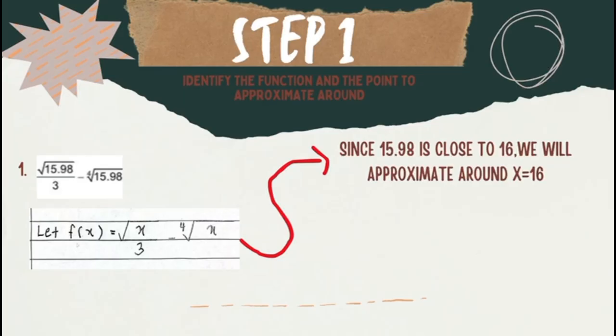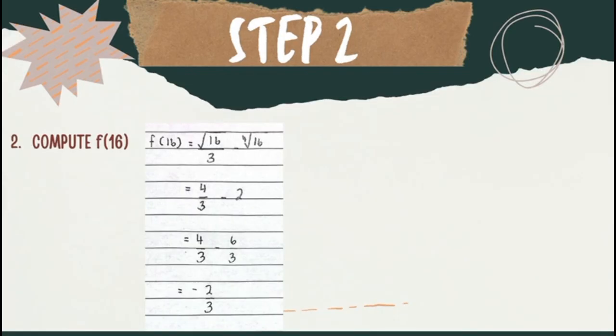Step 1. We rewrite the expression as a function, the square root of x divided by 3 minus the fourth root of x. Since 15.98 is close to 16, we will approximate around x equal to 16. Step 2. At x equals 16, the square root of 16 is 4, so we get 4 divided by 3. The fourth root of 16 is 2, so the function value becomes 4 divided by 3 minus 2, which simplifies to negative 2 divided by 3.